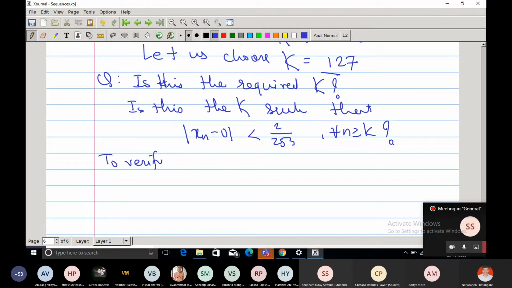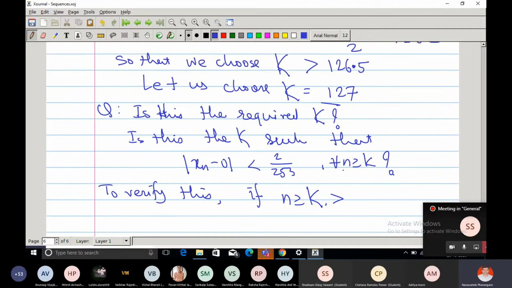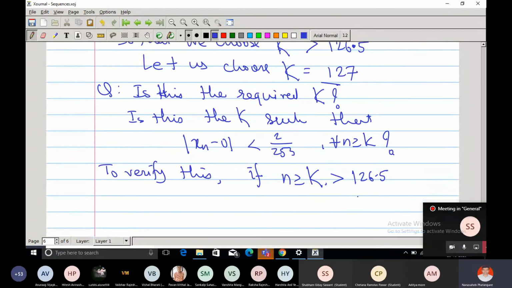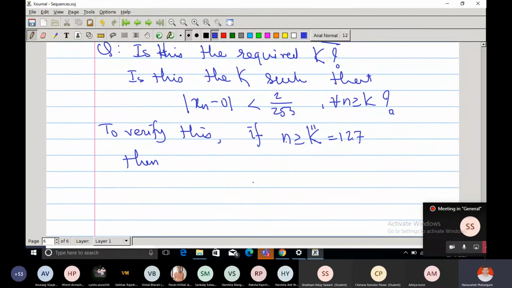To verify this, suppose I choose n greater than or equal to k, but I know that my k is greater than what? I have selected k greater than 126.5, and if n is greater than or equal to this, ultimately n is greater than 126.5. So what is my k? I have selected k equal to 127. When I say that n is greater than or equal to k, that means n is greater than or equal to 127. For every n, how many n's are there after k? Infinitely many: 127, 128, 129, all after that.